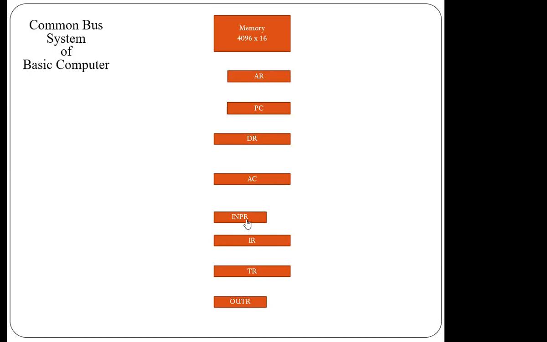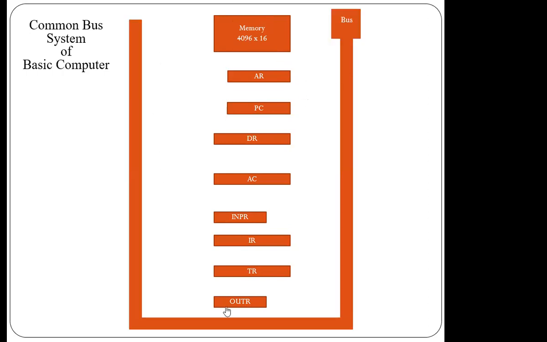Then we have INPR. It is of 8 bits and it stands for input register. Then we have IR. IR is the instruction register, which is again of 16 bits. Then we have TR. TR stands for temporary register. Again, it is of 16 bits. Last but not the least, we have the output register, again of 8 bits, right? So 4 and 4, a total of 8 registers are there, and a memory is there whose size is 4096 by 16. So let me complete the diagram.